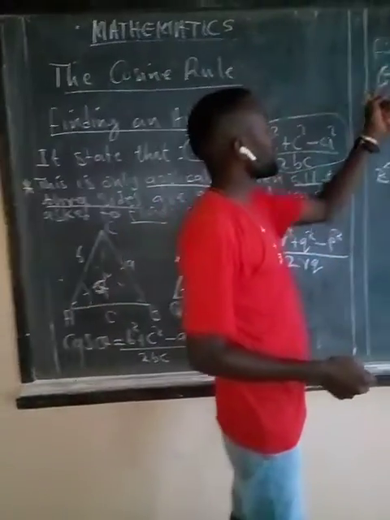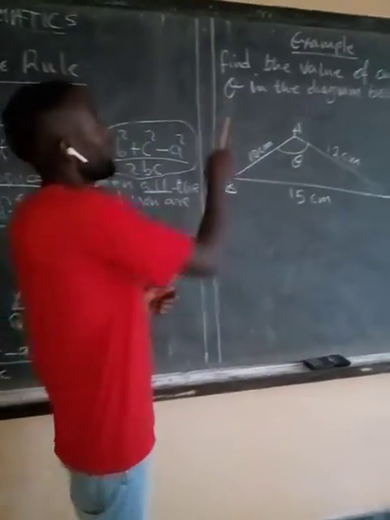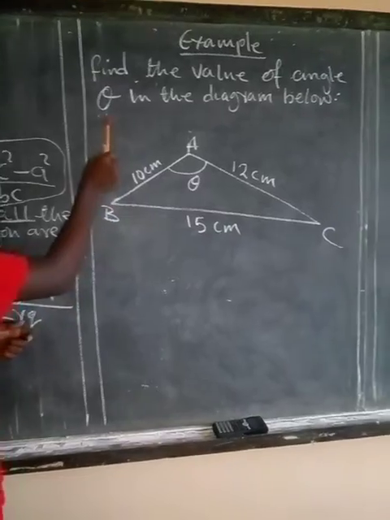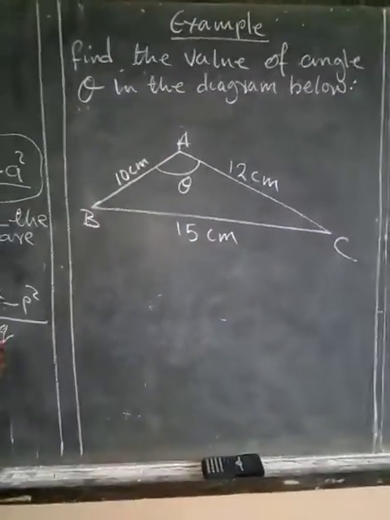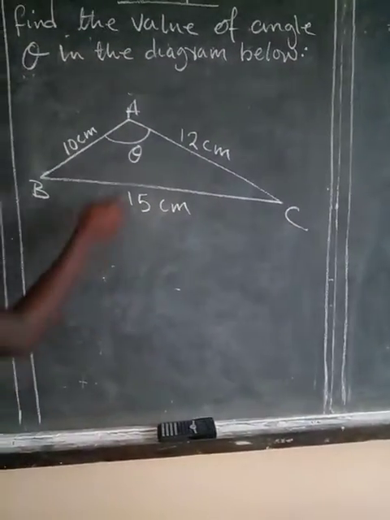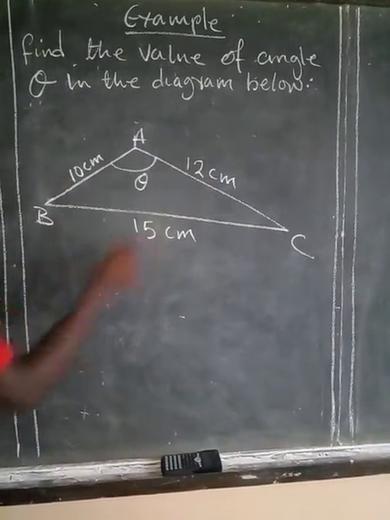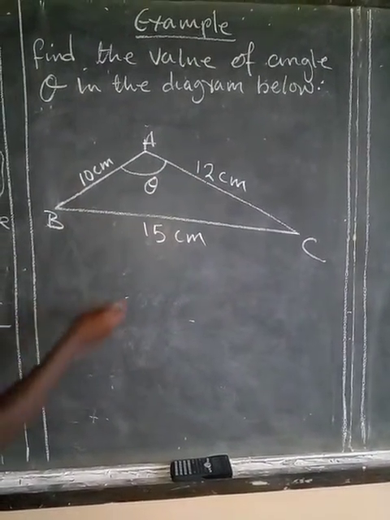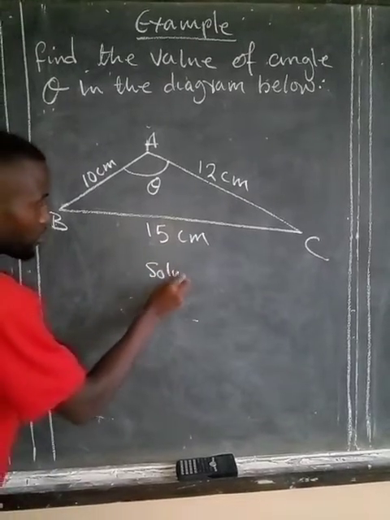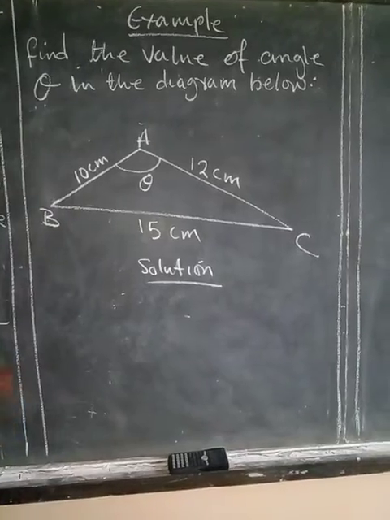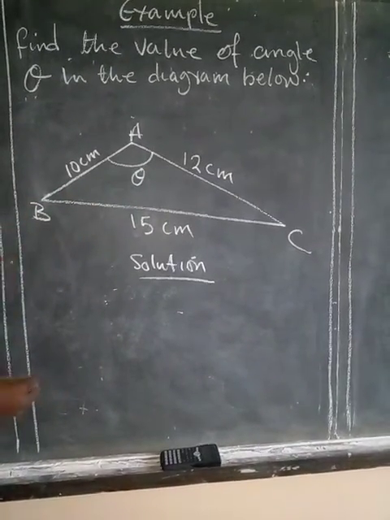We have been given this example here: find the value of angle theta in the diagram below. So here we are interested in finding the value of angle theta in the diagram below. Keep in mind all the three sides we are given. So how do I find it? I'm going to say solution here. Having known the formulas, it will be easy because I'm looking for angle theta.